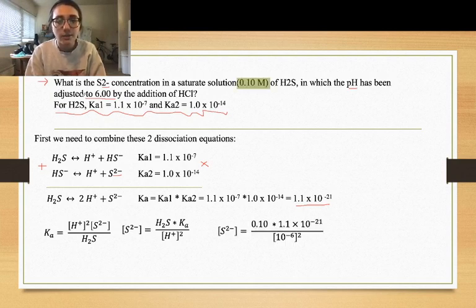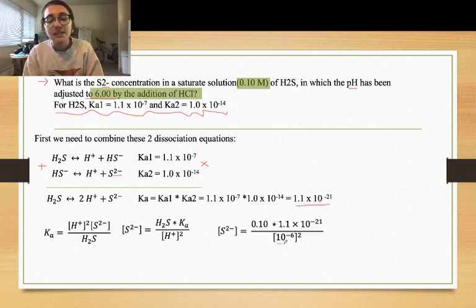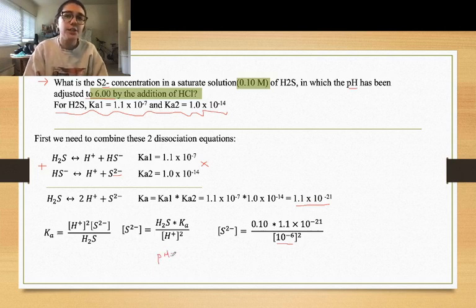Now, where did I get these numbers from? I know that I have a 0.1 molar concentration of H2S, and then it's pH adjusted by 6. So I get 10 to the minus 6, and that's literally from my equation. Let me write this: pH equals the negative log of the concentration of hydrogen.